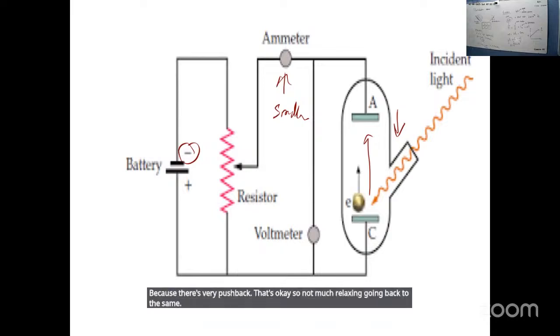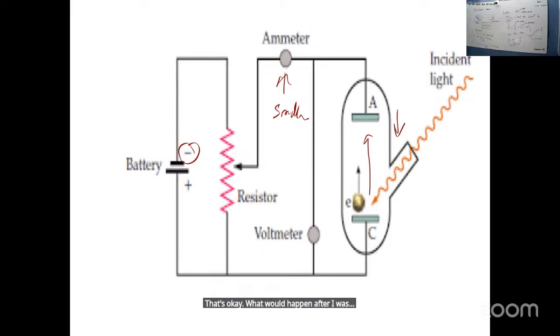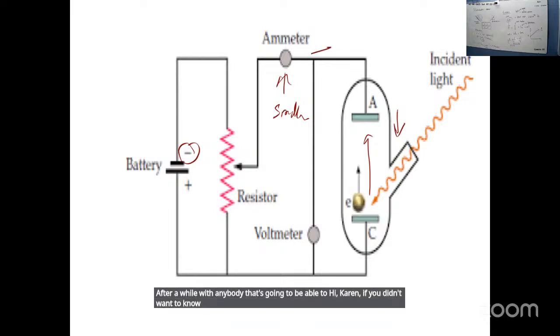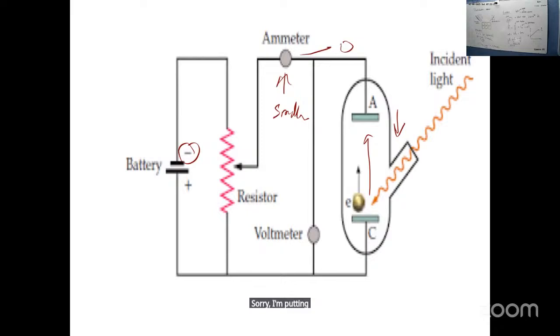What would happen after a while? Will any more electrons be able to hit? No, and the current reading will now become zero. But the potentiometer will give you a value called your stopping potential. That's okay?